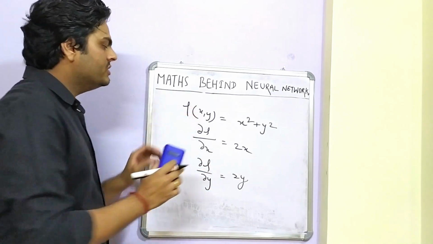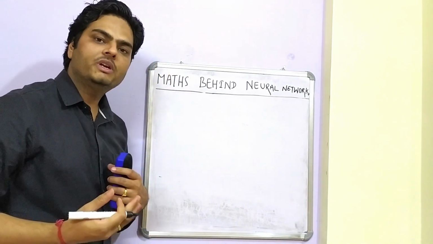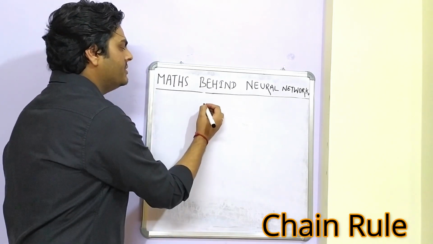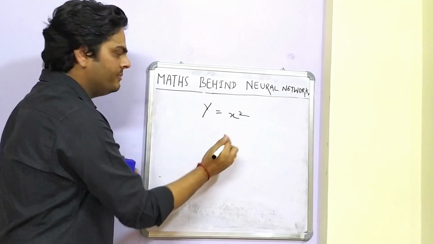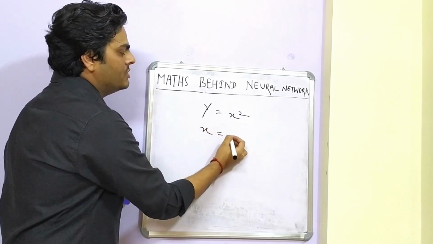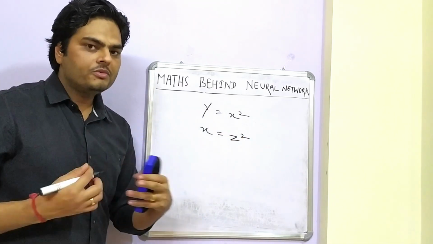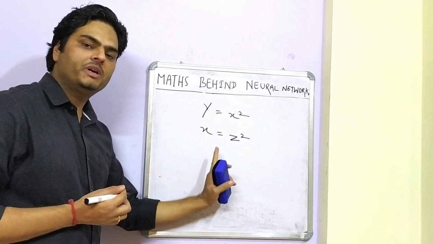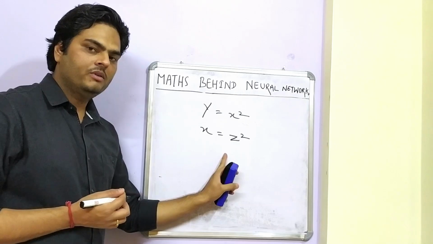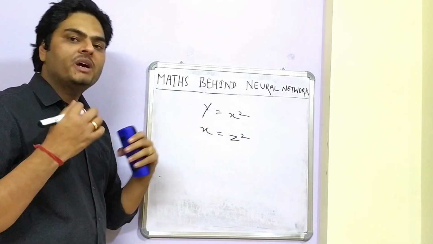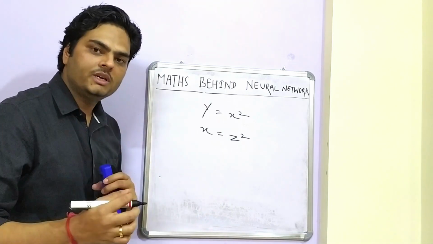Okay. One more thing I want you to understand is something called the chain rule. So what is the chain rule? Let us say you have a function y which is x square, and x is equal to z square, for example. If you have to find the derivative of y with respect to z, there is no direct relation of y with z. This is very, very important, guys. In backpropagation of a neural network, this is how you optimize weights. So try to understand this.